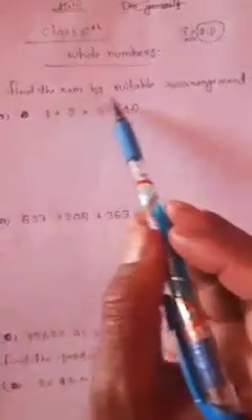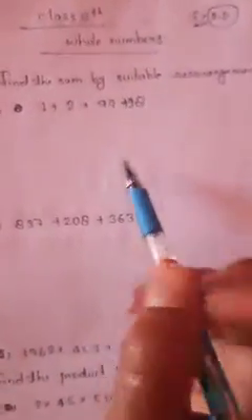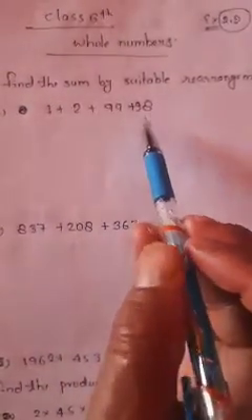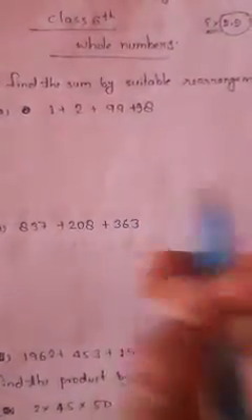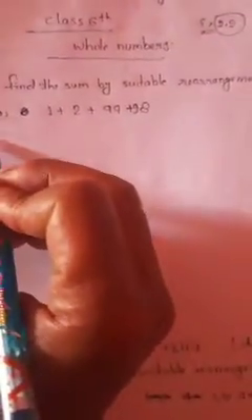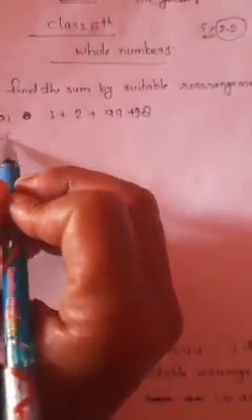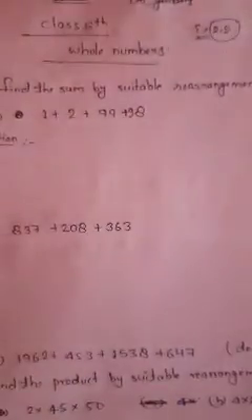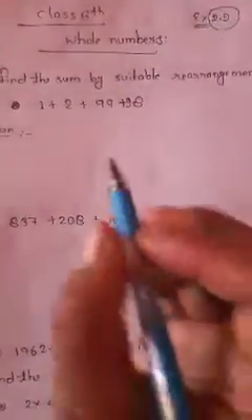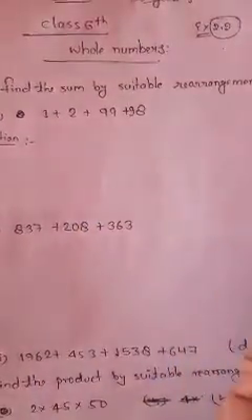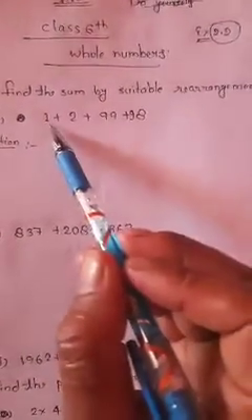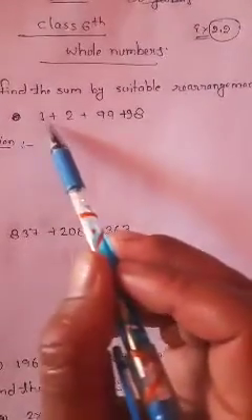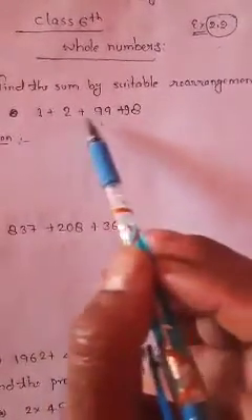Question number 1 is: find the sum by suitable arrangement. 1 plus 2 plus 99 plus 98. So students, here we have to rearrange these numbers. As you know, addition of whole numbers is always commutative, so we can make pairs here. We do not have to add these numbers in the given order.